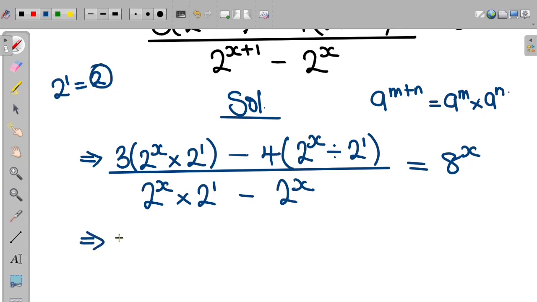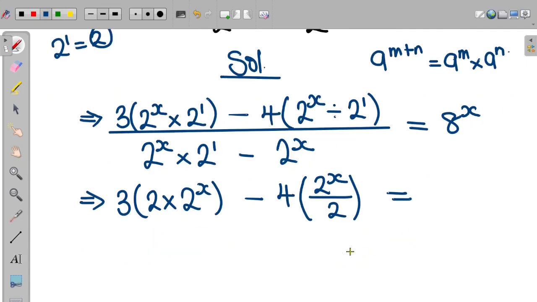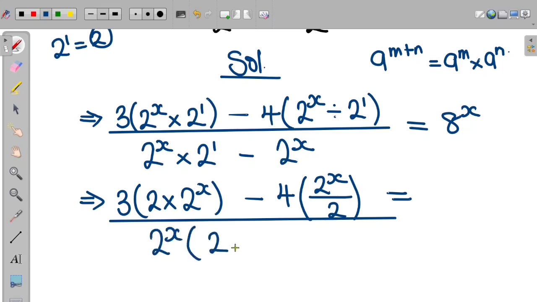So we have that this is 3 open bracket 2 times 2 to the power of x minus, we have 4 open your bracket, we have 2 to the power of x divided by 2, and then we know that at this point, from the denominator I can factor out 2 to the power of x. I have 2 to the power of x open bracket 2 minus 1, and everything here is equal to 8 to the power of x.